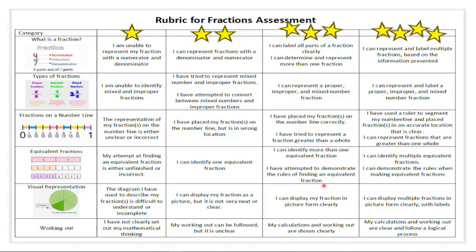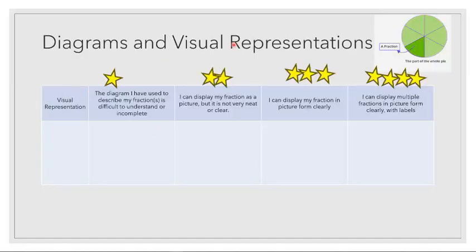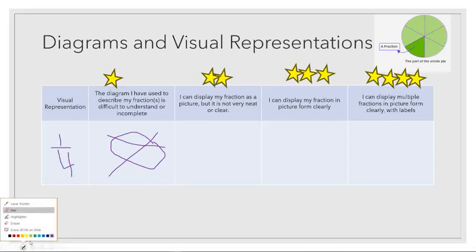So first part of our rubric there is the diagram and visual representation. The first star is: the diagram I have used to describe my fraction is difficult to understand or incomplete. So what would that look like? Let's say we're representing the fraction 1/4, and your diagram looks a bit like this, and you've shaded in, let's use a different color pen, this section.